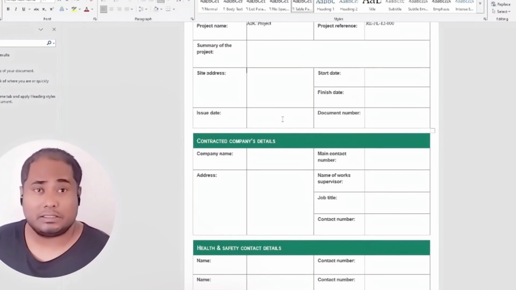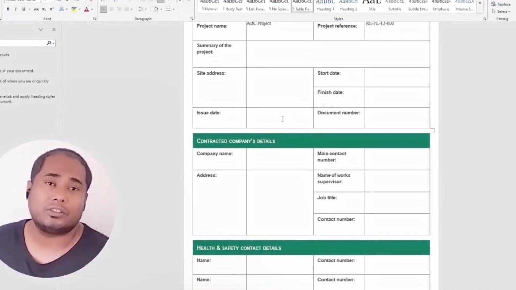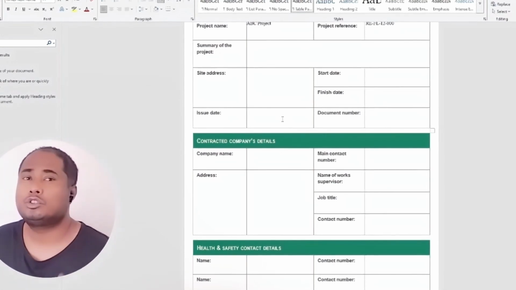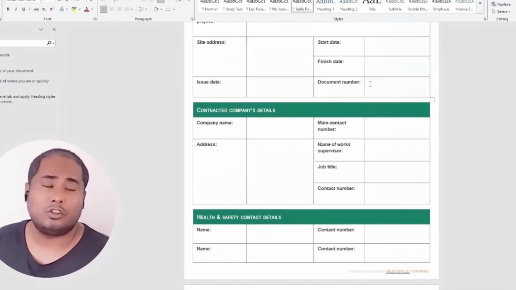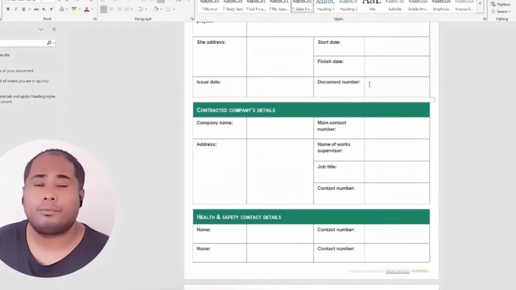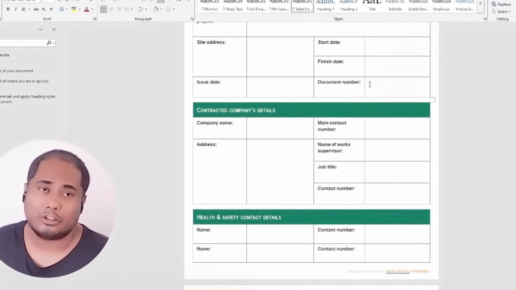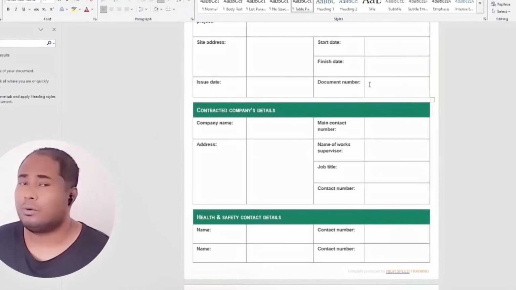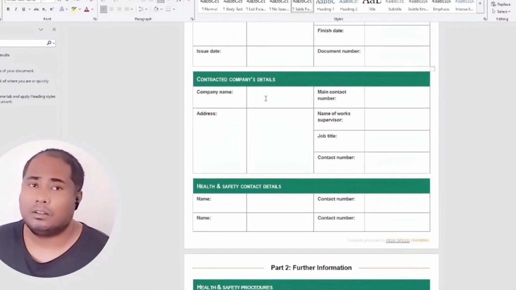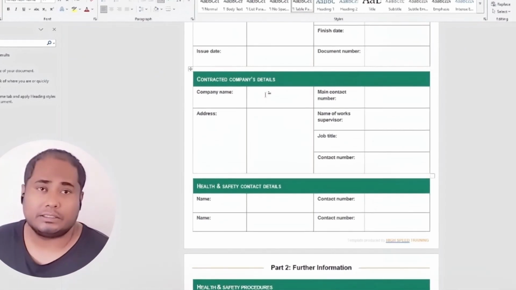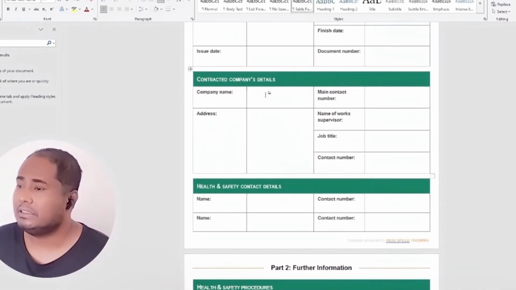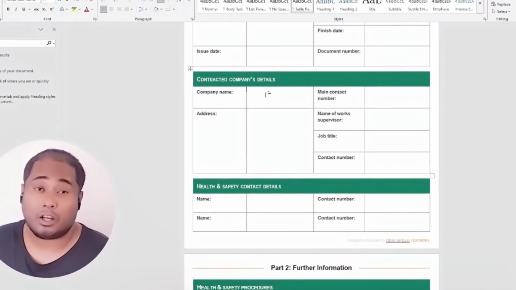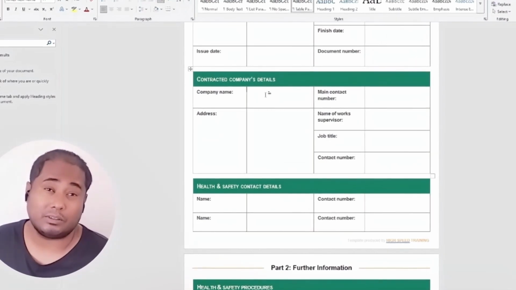Document number is important for finding the document, because in a running project lots of documents need to be stored. If you have a proper document number, it is easy to find your documents. Then the company name is essential: which company is actually carrying out the work, the contractor, his number, the company address, and the number of workers and supervisors, how many supervisors are working on the site. It is essential to mention these.